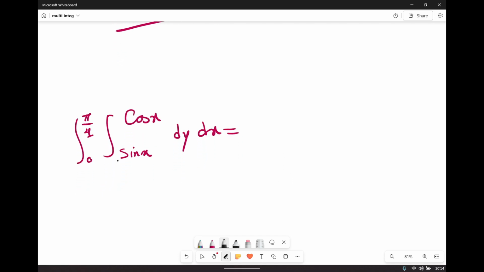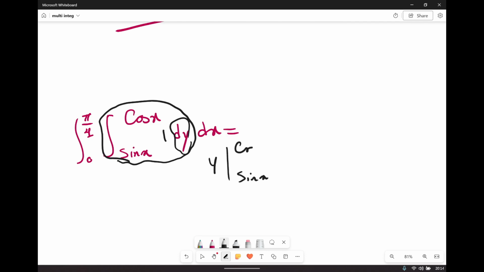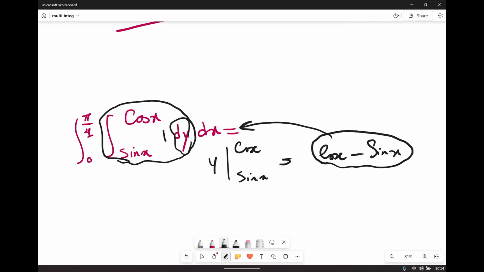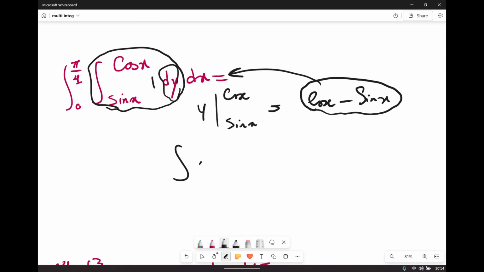Here, at first, I start by calculating this integration, which is 1. It's so simple. Therefore, with respect to y, the answer is y, with lower and top bounds sine and cosine: cosine x minus sine x. But right now, I must calculate this integration with respect to x. Therefore, it is the integration of cosine x minus sine x between 0 and pi over 4 dx, yes?